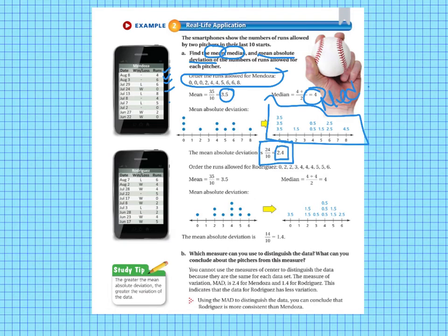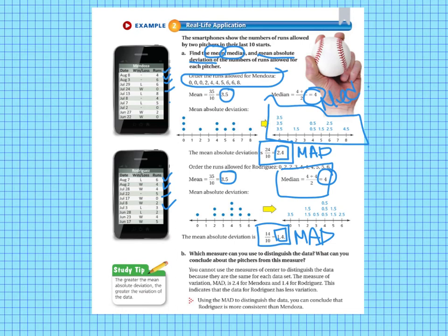And then we do the same thing for Rodriguez. Rodriguez's median is also 4, and his mean is also 3.5. Then we take a look at his runs and we subtract all of those from 3.5, and we look at the distance from the mean for him, and we divide that by 10. We add those up, and we get 14 divided by 10, which equals 1.4. So Mendoza's MAD is 2.4, and Rodriguez's MAD is 1.4.